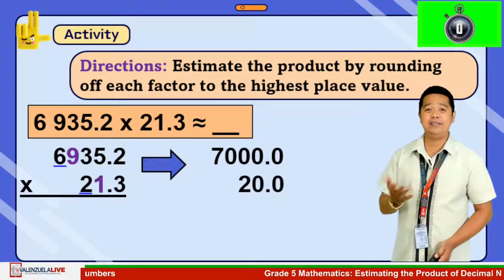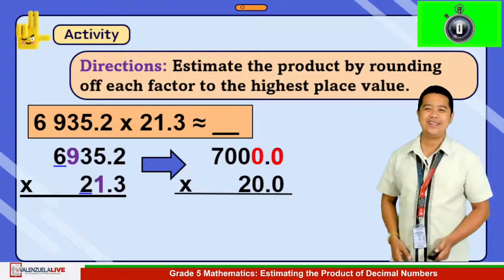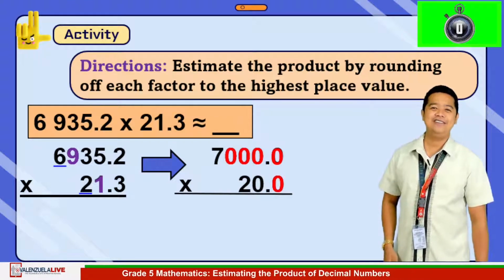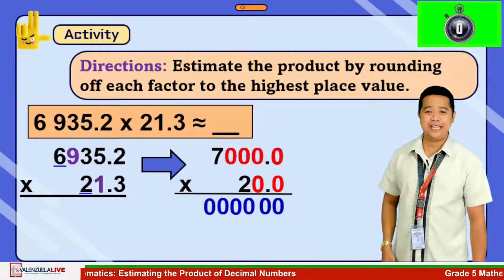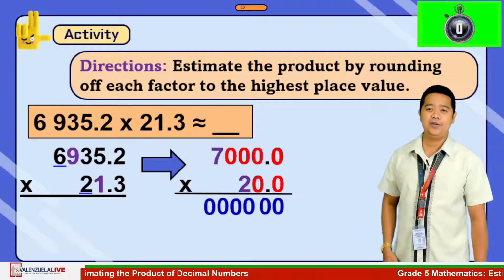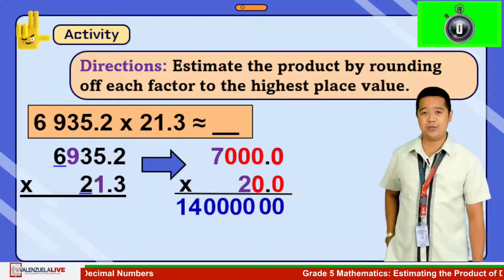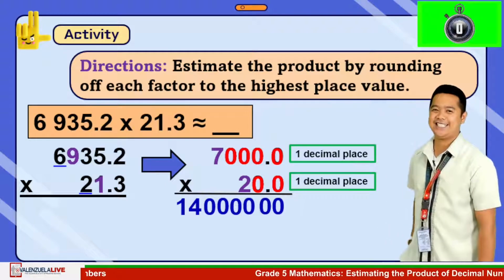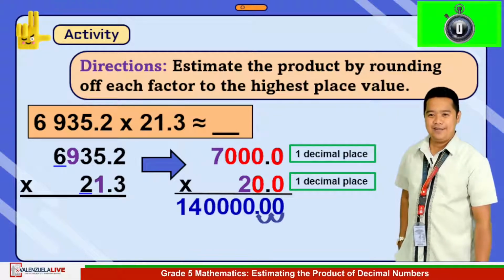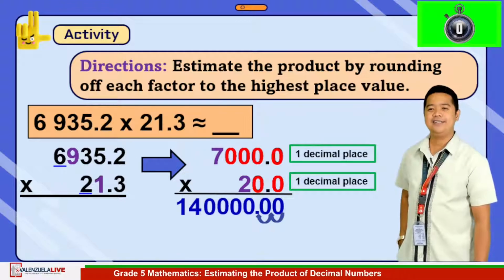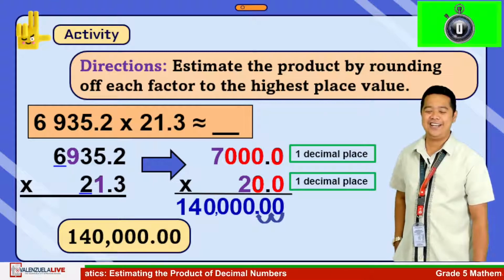Then multiply the rounded factors. Count the number of zeros. 1, 2, 3, 4, 5, 6. So we have 6 zeros. Then multiply 2 times 7. We have 14. Then again, count the number of decimal places. We have 2 decimal places. So we need to move the decimal point twice. Put a decimal point here. Then the answer is 140,000. Very good, grade 5.